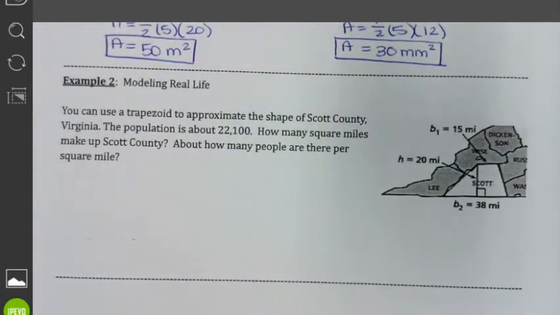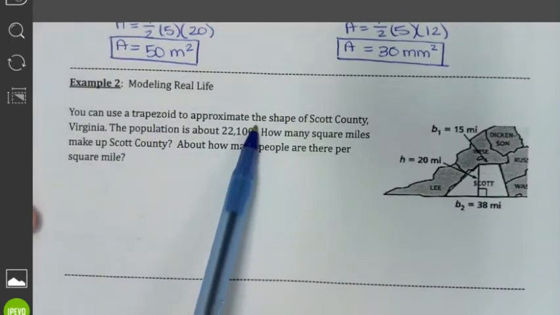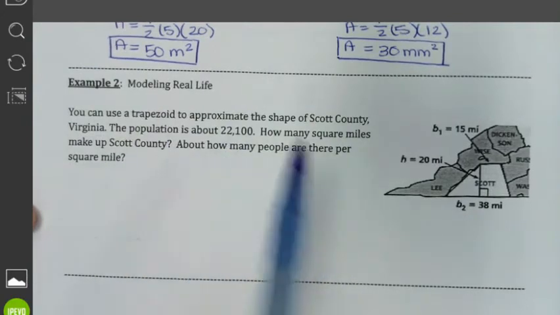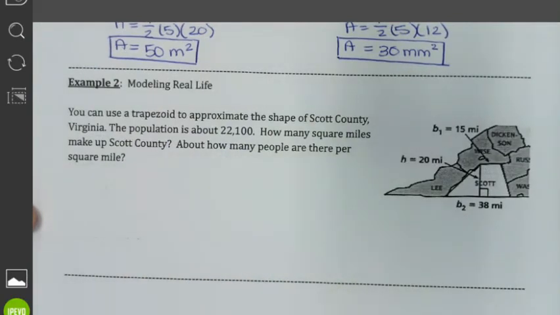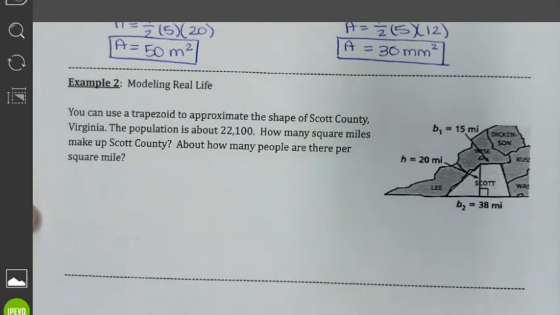Last example for trapezoids. It says you can use a trapezoid to approximate the shape of Scott County, Virginia. The population is about 22,100. How many square miles make up Scott County? About how many people are there per square mile? So what we're going to do is first find the area of Scott County. So we're going to show all of our steps.